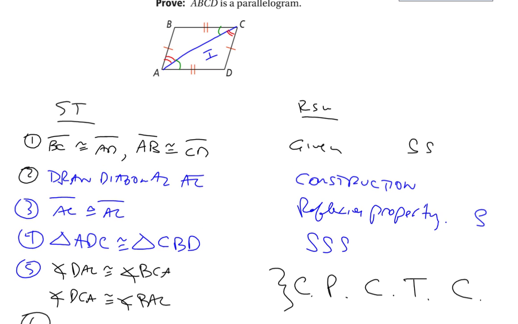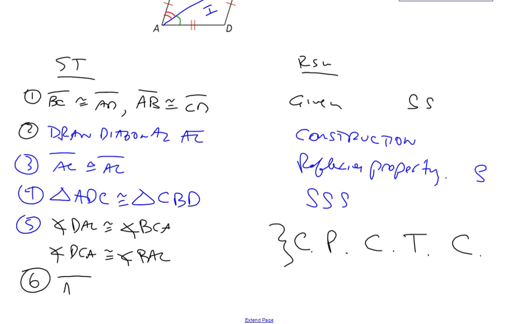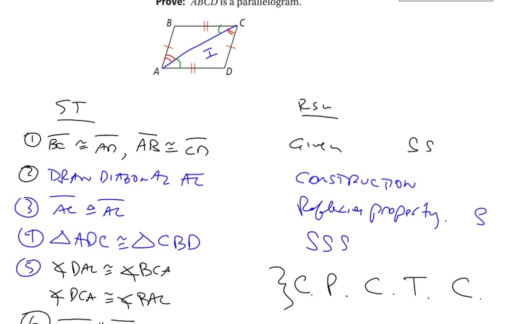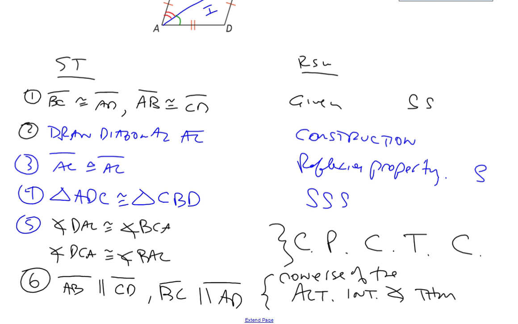If both pairs of alternate interior angles are congruent, then what can I say about BC and AD and AB and CD? Well, I can say that AB is parallel to CD. And what else can I say? I can say that BC is parallel to AD. Why? Because of the alternate interior angle theorem. I would actually say the converse of the alternate interior angle theorem.